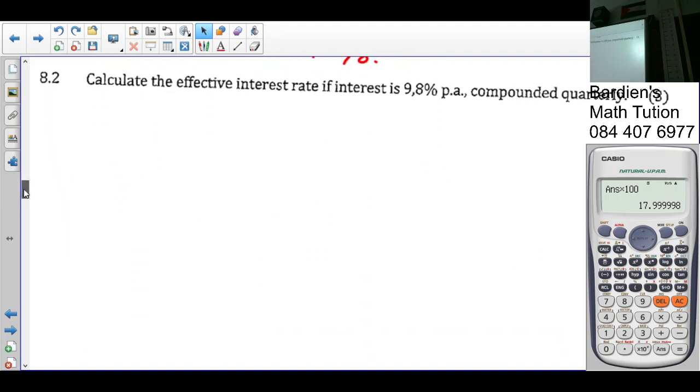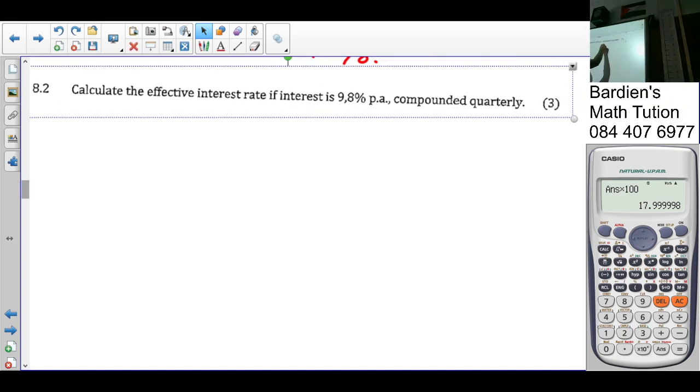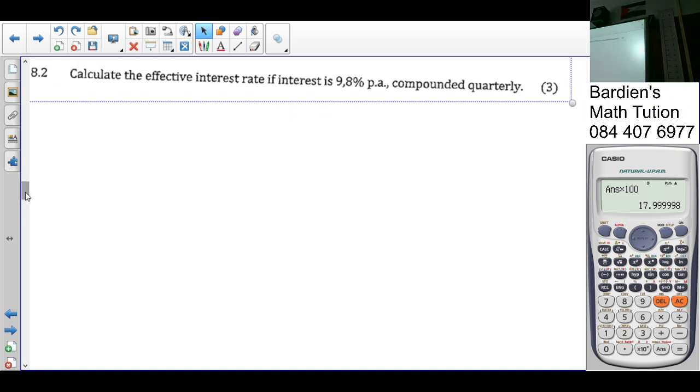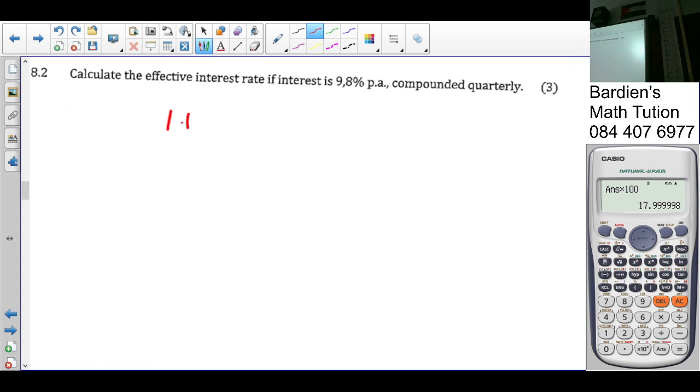People, the next question: calculate the effective interest rate. Effective to nominal, nominal to effective, that formula is not given in the exam. You must remember the formula, you will be awarded 1 mark for the formula. So that is 1 plus i effective equals (1 plus i over m) to the exponent m. That's your compound. That i effective has no bearing on that i, and the m has no bearing on that i either.